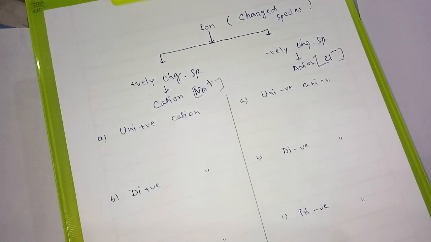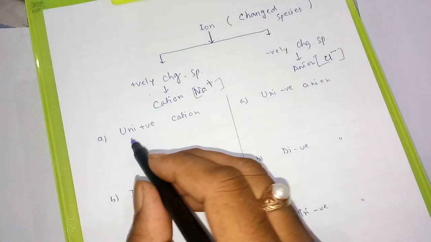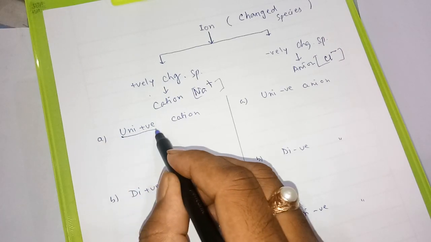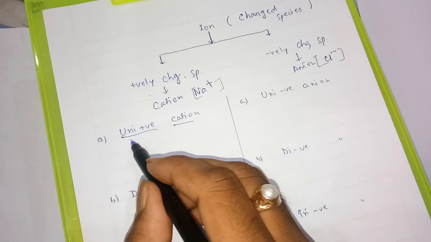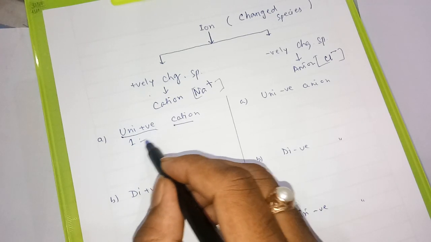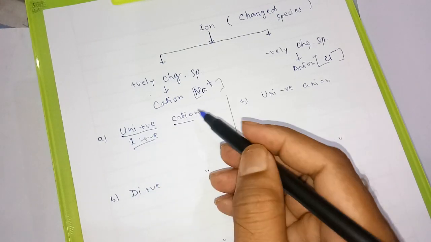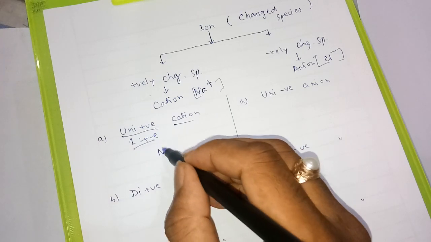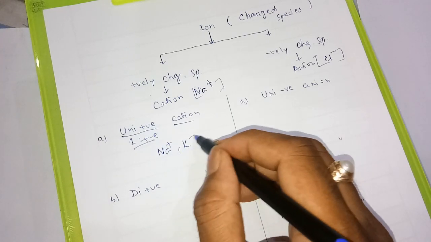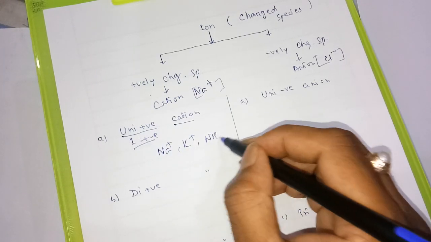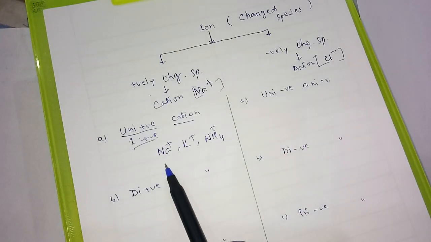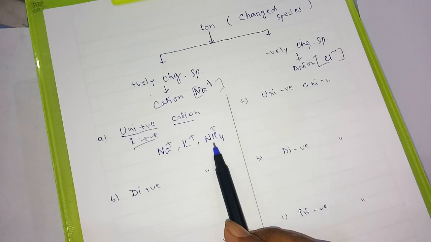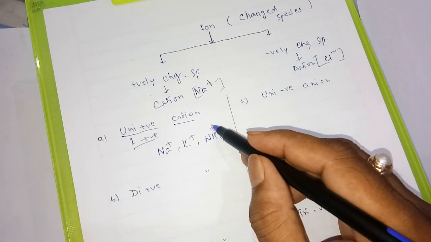Now positively charged, you may have heard of the unipositive cation. Uni means one, so the species takes one positive charge. This is a unipositive cation. So Na positive, K positive, NH4 positive. This is the sodium ion, students. This is the potassium ion. This is the ammonium ion.